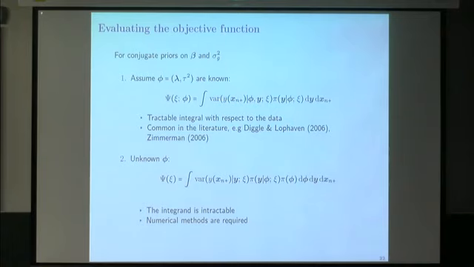We assume conjugate priors for beta and sigma squared g, and now we are going to have two cases according to the assumptions that we are going to make about the correlation parameters of the Gaussian process model. If we assume that we know the correlation parameters, then we are able to derive analytically the posterior predictive distribution and also the marginal distribution of the data, and this integral with respect to the data is analytically tractable. And this is what is common in the literature.